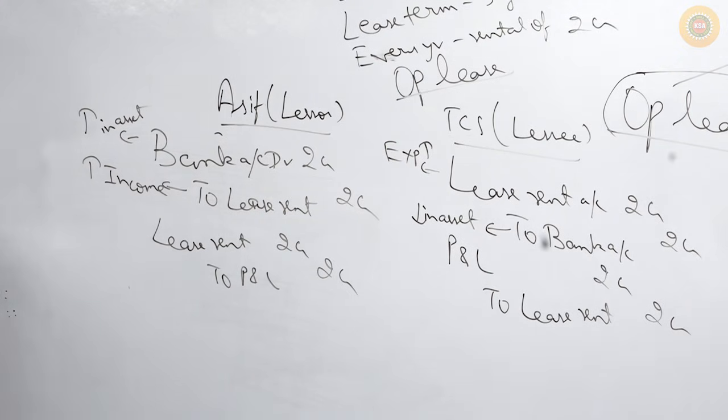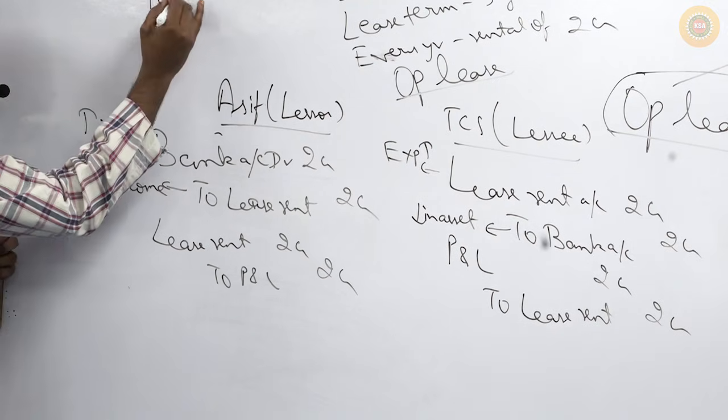Lease rent account debit to bank account, and then P&L account debit to lease rent account. In Asif's books, bank account debit to lease rent account, lease rent account debit to P&L account. Asif also has to pass an extra entry for depreciation.